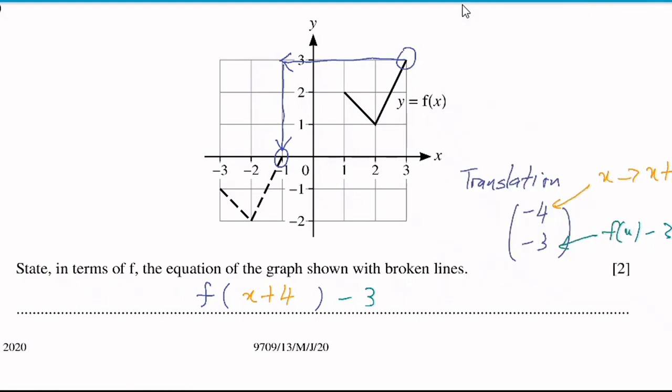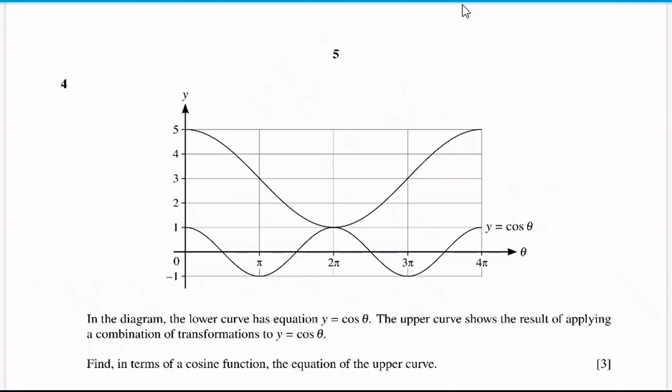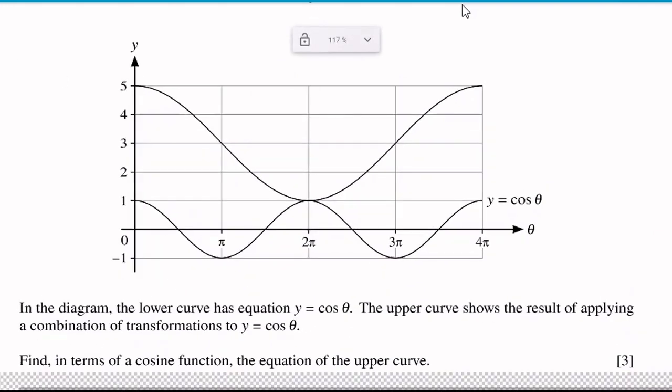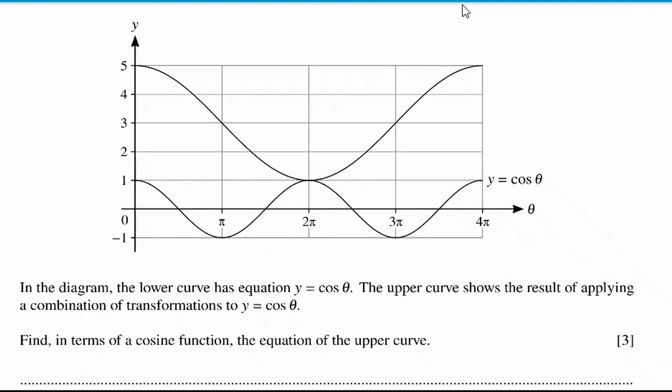So if you look at the following question, there is a lower curve. The lower curve is a usual cos theta curve. And the upper curve is what we get when we apply the transformation, the curve line at the upper side there. So find, in terms of the cosine function, the equation of the upper curve.